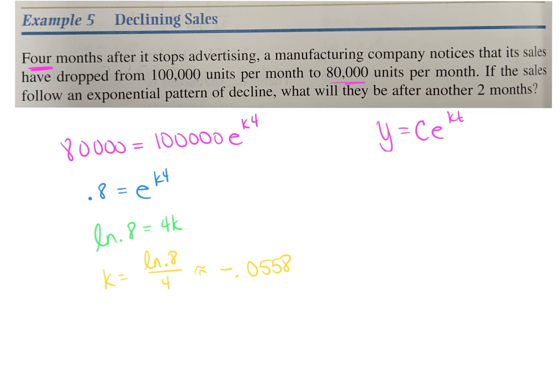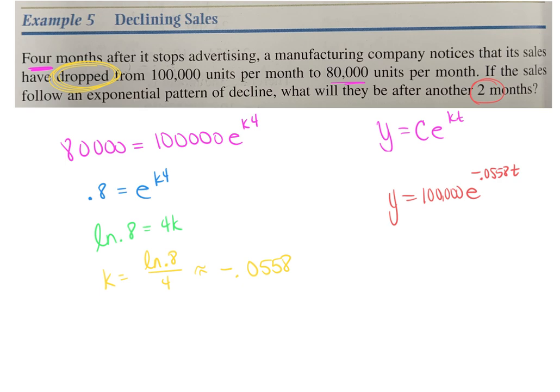Am I expecting a negative k? Dropped. Yeah. So a quick check of, is it logical? Positive and negative is a quick check of, is it logical? Yeah, that's a logical k. So I can just go right back to my original function here. y equals 100,000 e to the negative 0.0558 times t. They want to know after another 2 months, what's my time going to be?